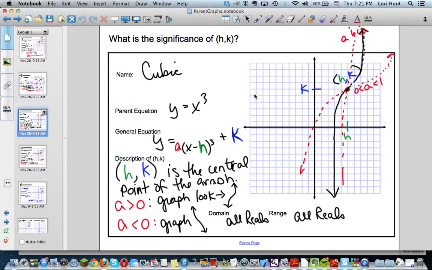And then we had the cubic one. That was the one that had a slight inflection. And depending on what a was, that inflection would change. It might get deeper or steeper or not as steep. And then of course h and k moved it, h moved it left and right, k moved it up and down.